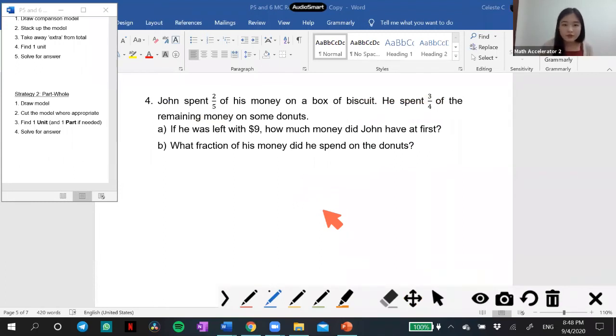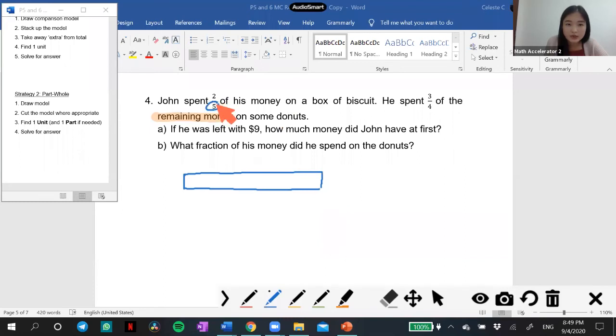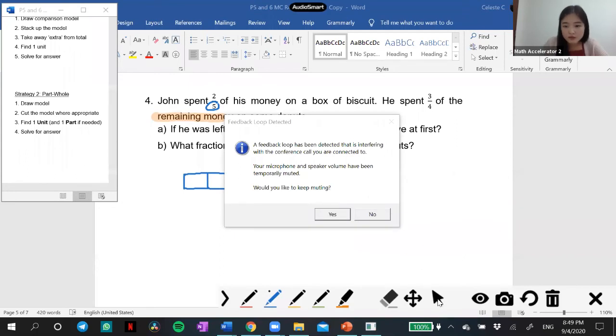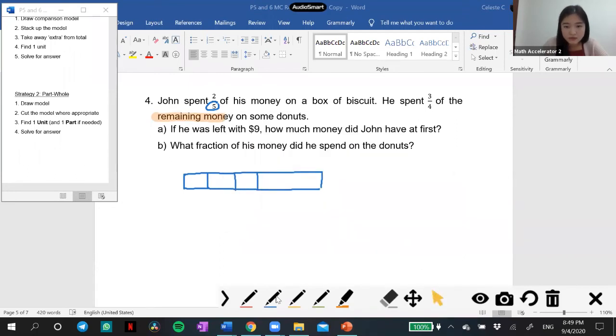Okay, John spent 2/5 of his money on a box of biscuits. Right, he spent 3/4 of the remaining on some donuts. Part A. If he was left with $9, how much money did John have at first? Let's draw the model first. 2/5. So look at denominator, cut into 5. 1, 2, 3, 4, 5. So 2 of this is on the biscuits.